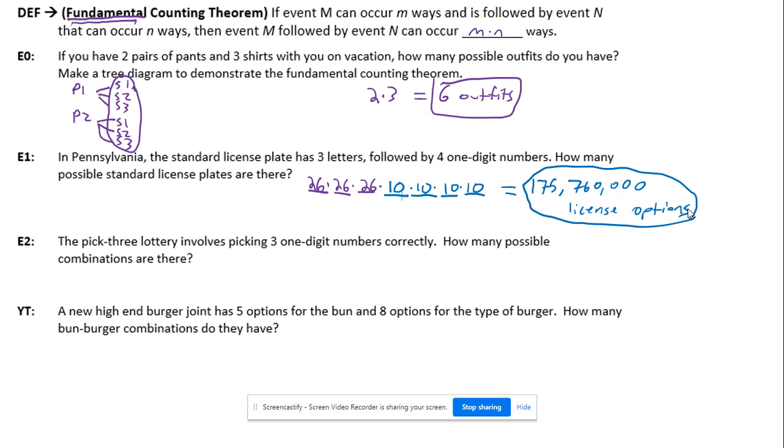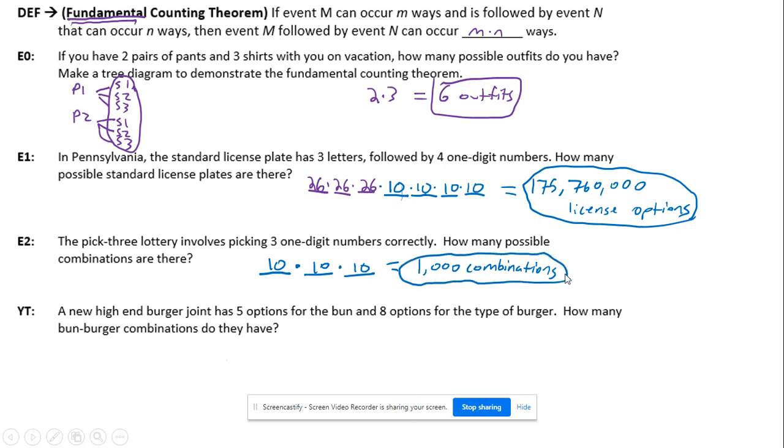Similar idea here. A pick three lottery involves picking three one-digit numbers correctly. So how many possible combinations are there? Well, there are 10 ways that you can get the first number, 10 ways for the second number, and 10 ways for the third number. So if you multiply those all together, you end up with 1,000 combinations. So if you're playing the pick three lottery, there are 1,000 different combinations that you could choose.